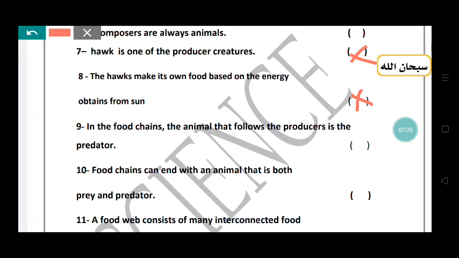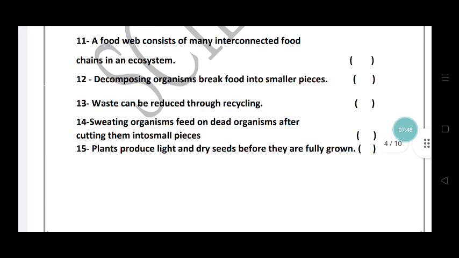Is the predator? Yeah, super. Food chains can end with an animal that is both prey and predator. Yeah, super. Okay. A food web consists of many interconnected food chains in an ecosystem. Yes, super.